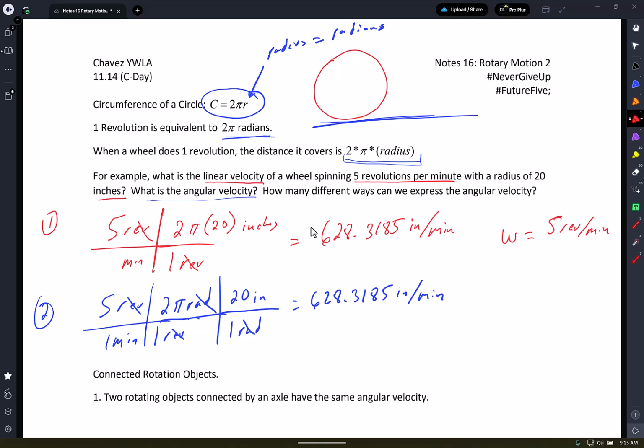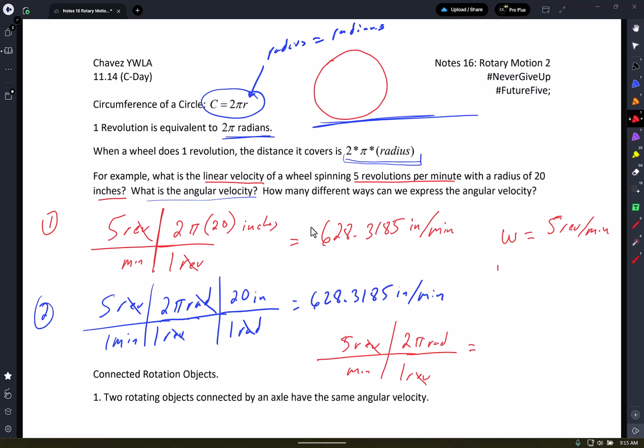How many different ways can we express the angular velocity? Okay, how else can we express the angular velocity? We could express it in radians per minute. So I can go 5 revs again per minute. And in 1 revolution, there is 2 pi radians. There it is, revolution. So now we have radians per minute.